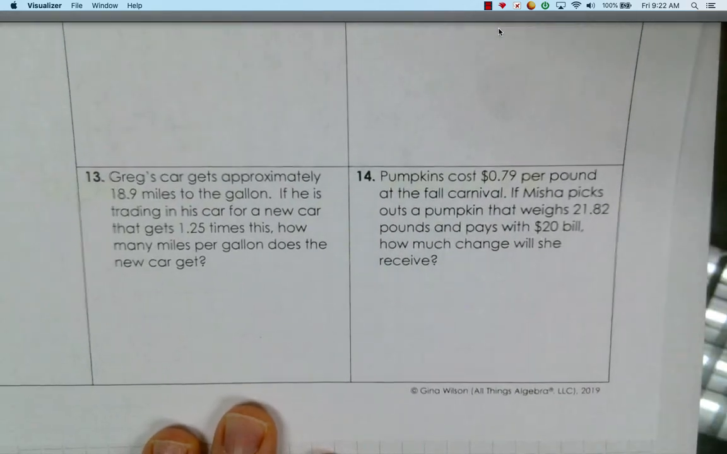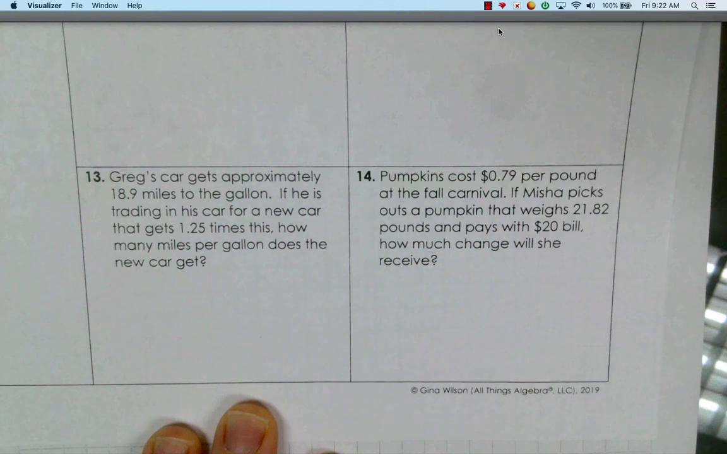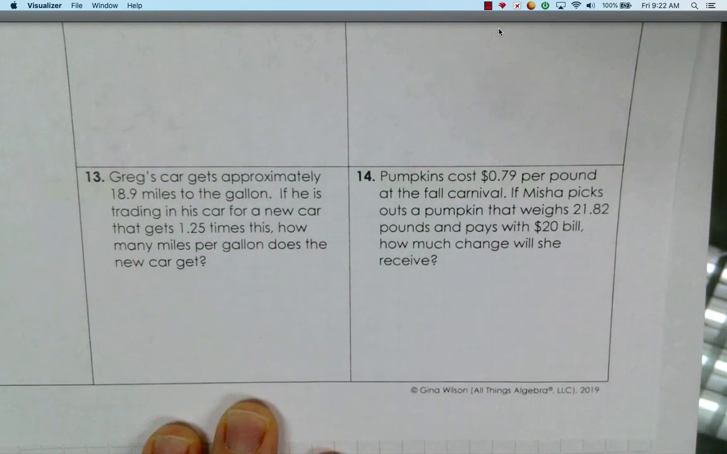And then number 14, it might be a little salty. Pumpkins cost 79 cents per pound at the fall market. Not a bad deal. If Misha picks out a pumpkin that weighs 21.82 pounds and then pays with a $20 bill, how much change will she receive? Oh my gosh, Miss Collins, it looks like a multi-step problem. It sure do. It sure do.